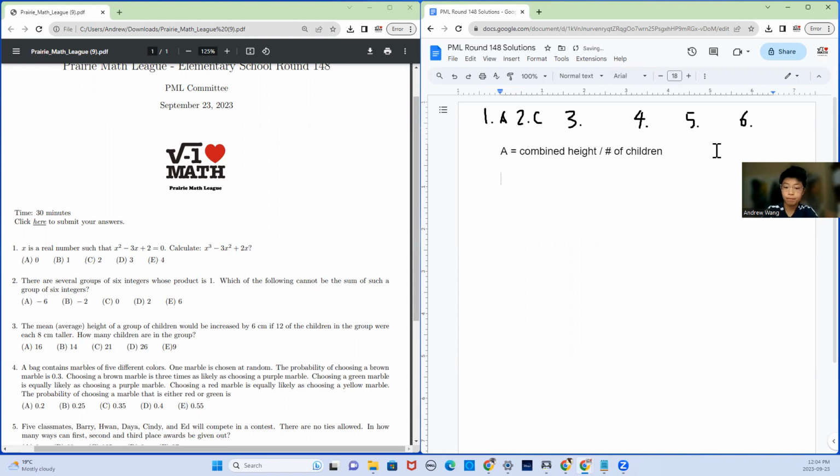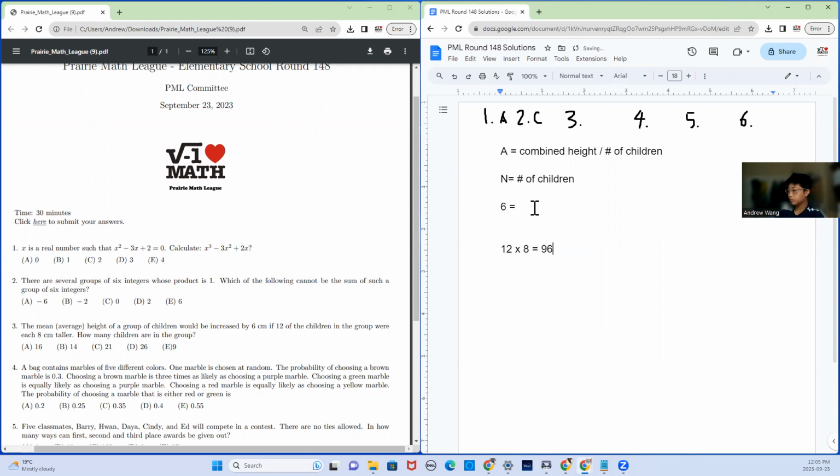For this case, it will be 6, which is how much the average increased, as it says in the question, and that will equal what we're trying to find, the number of children. So let's set a variable for the number of children first. We'll put n equals the number of children. So 6, which is how much the average increased. And then it says if 12 of the children in the group were each 8 centimeters taller, that will be a total of whatever 12 times 8 is.